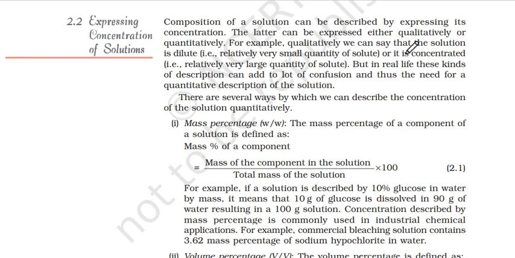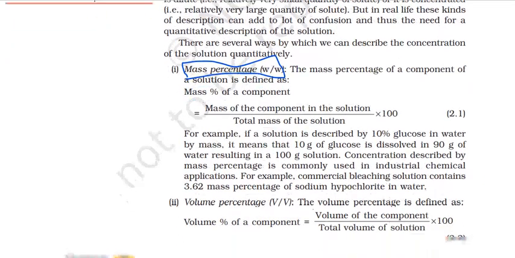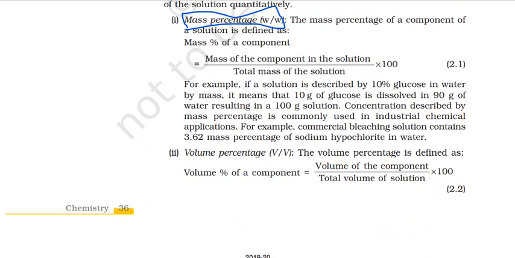But what if we go in depth, if we actually need to know the composition, the concentration of the solute? We have to get to the quantitative aspect as well. There are several ways by which we can describe the concentration of a solution quantitatively. So the first one given over here is the mass percentage, weight by weight, W by W. The mass percentage of a component of a solution is defined as the mass of the component in the solution divided by the total mass of the solution, multiplied by 100.